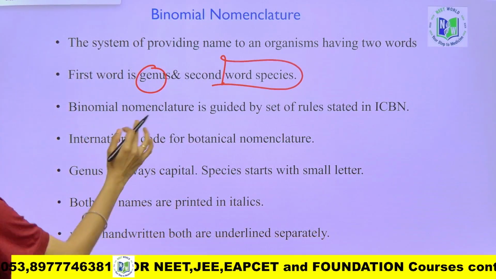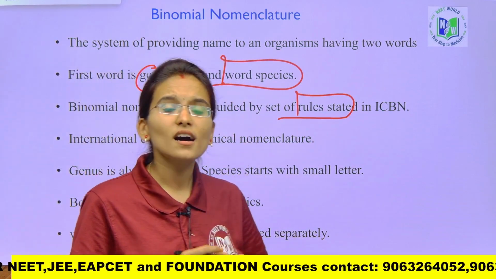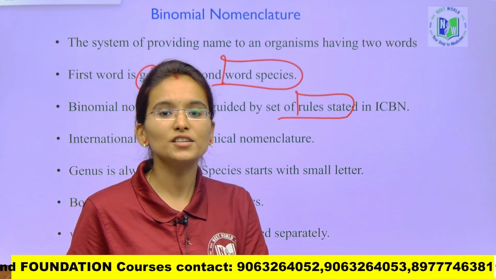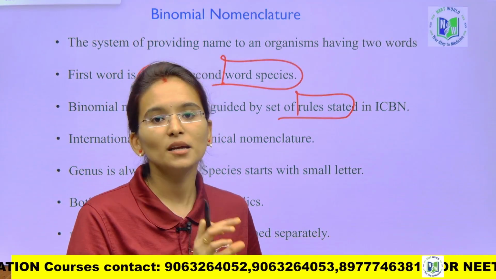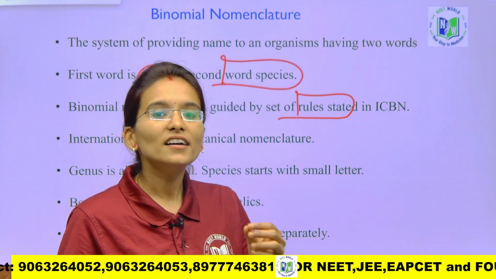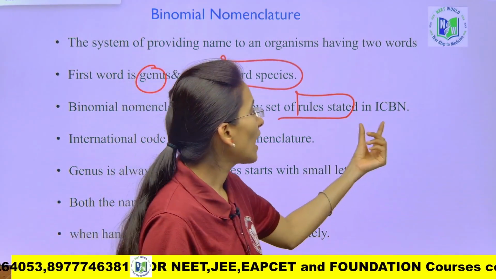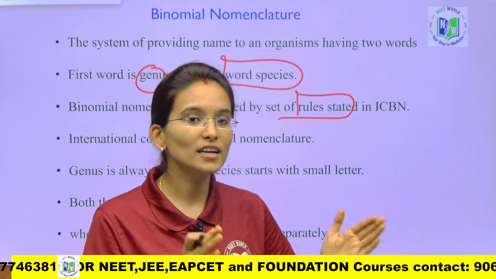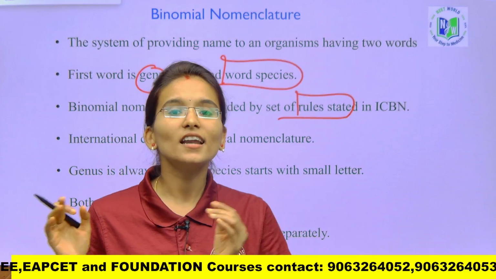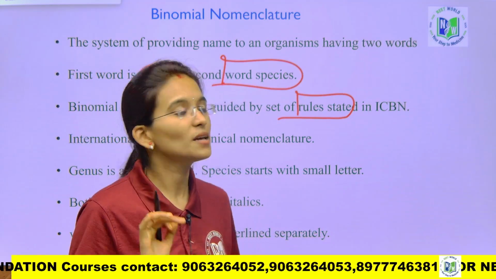Binomial nomenclature is guided by a set of rules. All the rules are given by ICZN, the International Code for Zoological Nomenclature. If you are providing a scientific standardized name to animals, then the rules are provided by ICZN, and if you are providing the standardized name to plants, then the rules are provided by ICBN, the International Code for Botanical Nomenclature. It codes the rules for all the plants, whereas ICZN, the International Code for Zoological Nomenclature, codes the rules for all the animals, right?